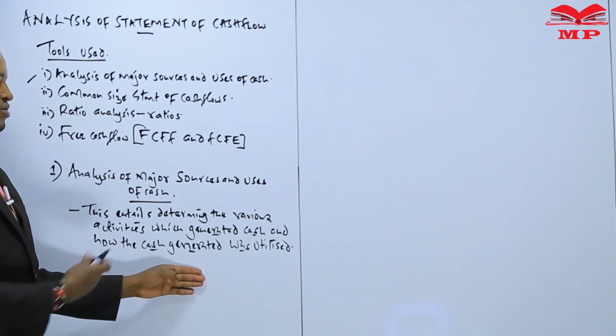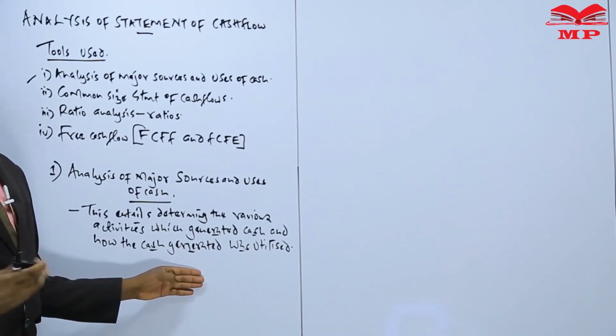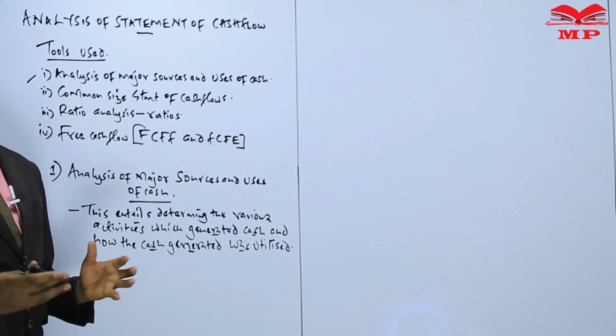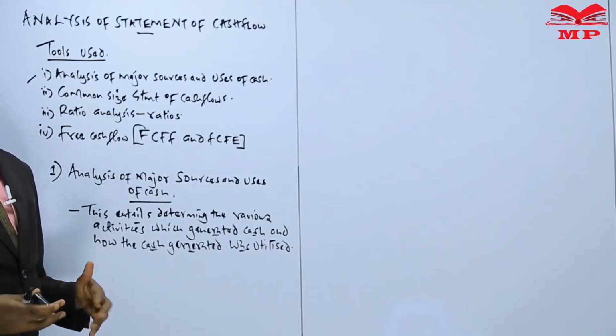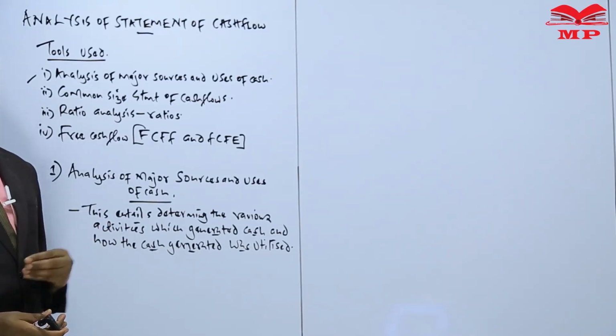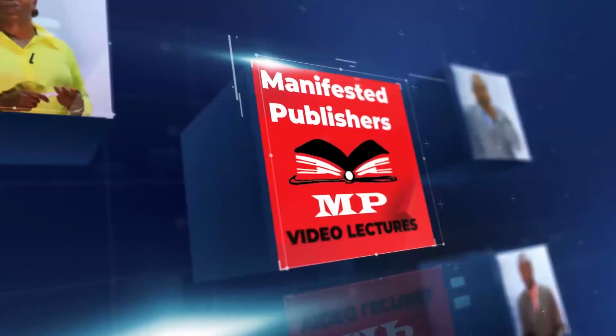So if you get a question in respect to this, whereby you are just required to comment on the cash flow of an entity, on the issues to do with the cash flow from operating, investing, and financing, you are supposed to say whether the various activities generated cash or basically utilized cash.